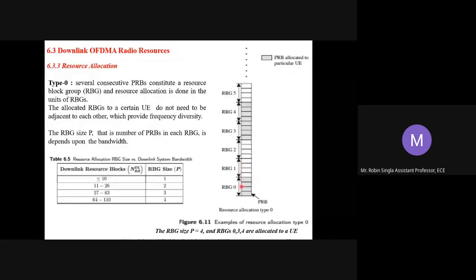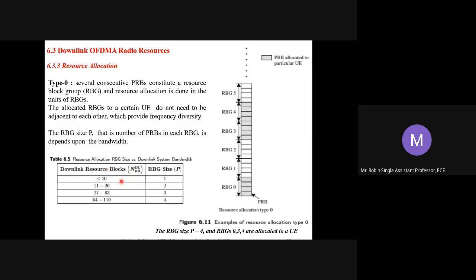For example, in this figure, this group of PRBs is RBG 0. Then another group of 4 PRBs is RBG 1. Similarly, this group of 4 PRBs is RBG 2. So a group of PRBs is known as an RBG. And how many PRBs would be there in one RBG? That depends on the bandwidth.